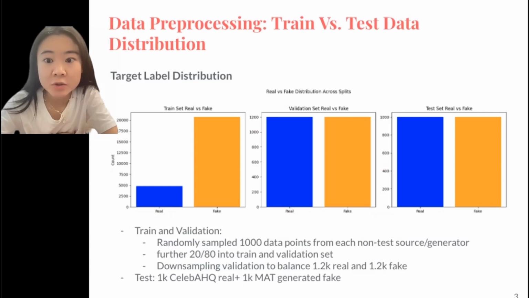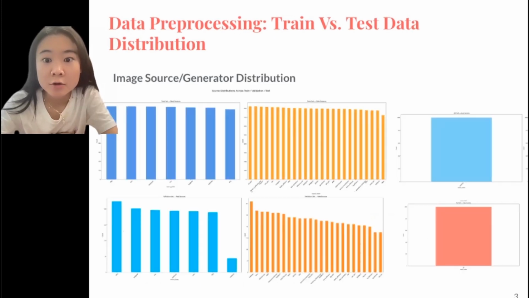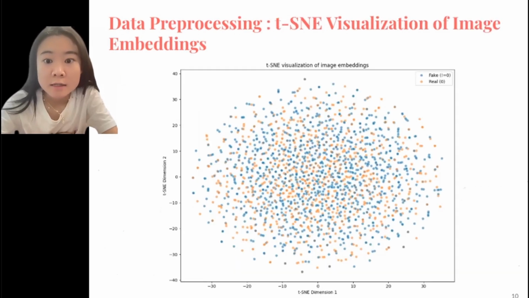Our final split includes a balanced train set from non-CelebA-HQ and non-MAT sources, a balanced validation of 1.2K each of real and fake, and a test with 1K CelebA-HQ real, 1K MAT fake. Looking closer at image source, our training and validation include diverse sources to support broad learning, while the test set uses only novel sources to assess generalization. This t-SNE plot of a 1K random sample shows significant overlap between real and fake image embeddings, highlighting the challenge of our task.